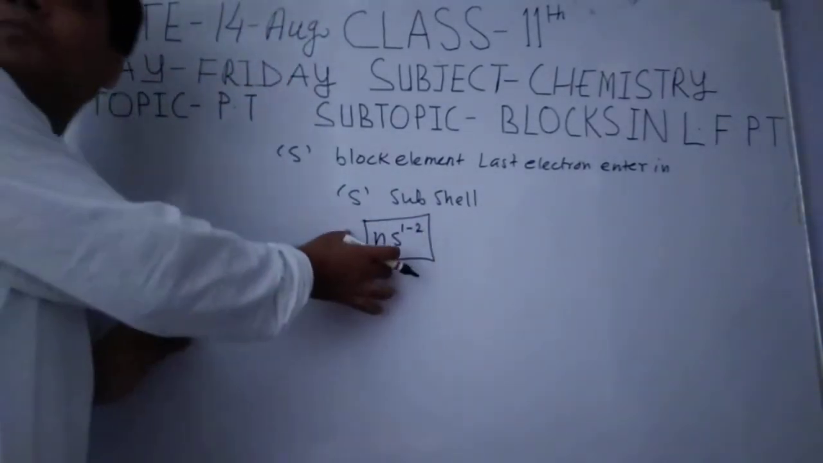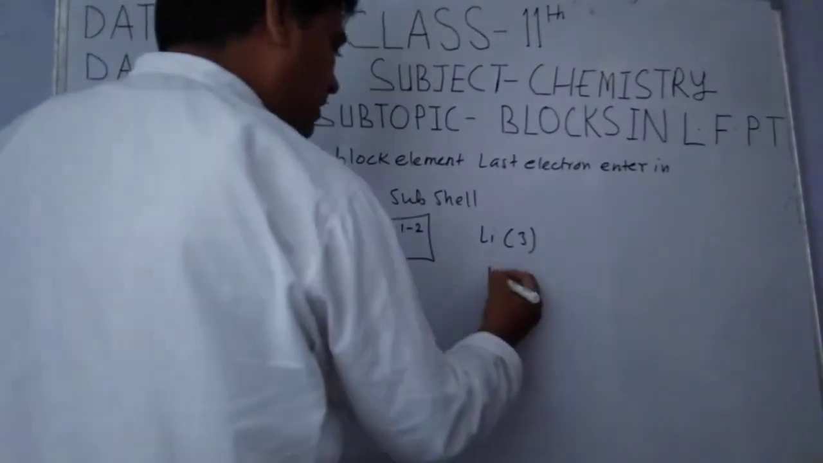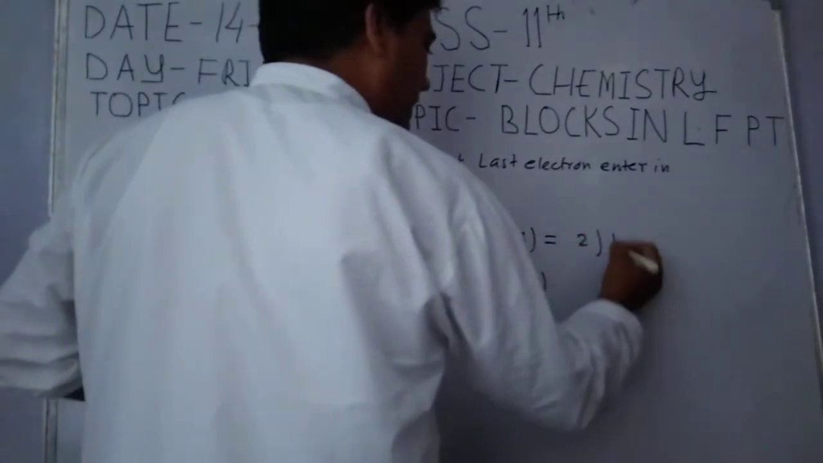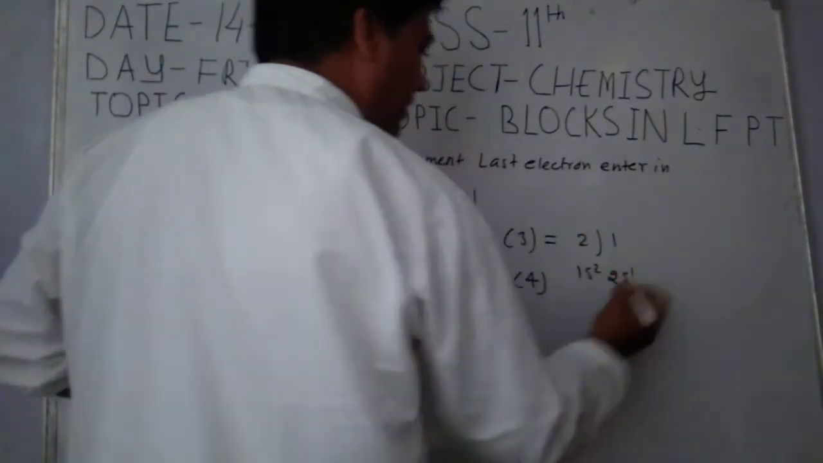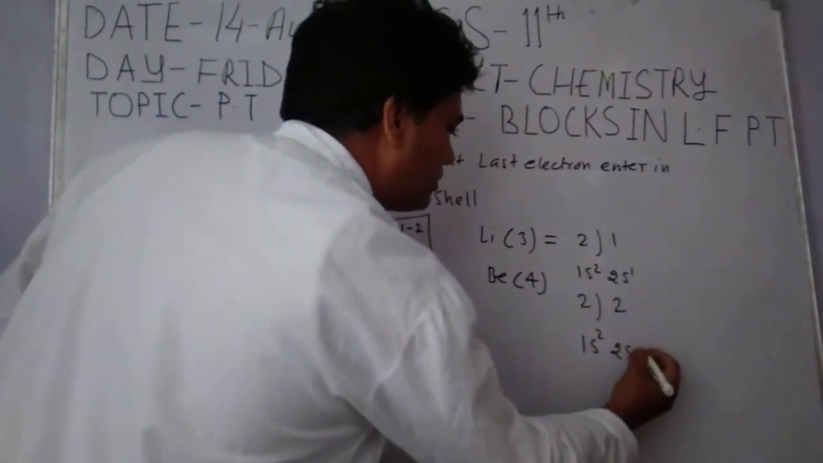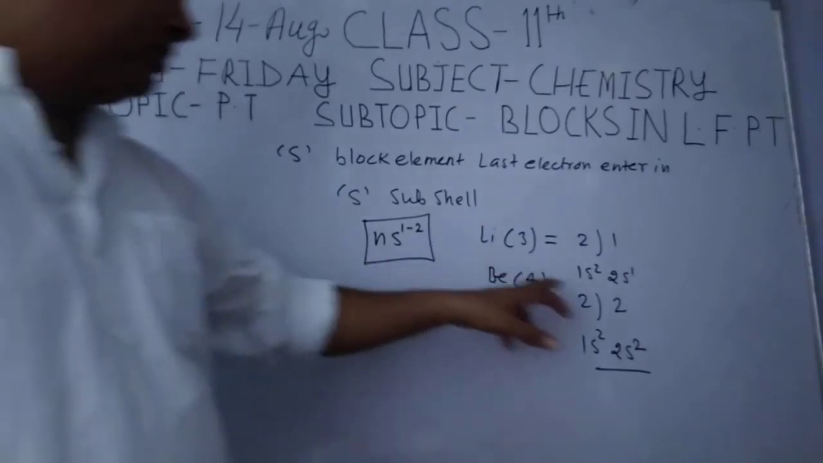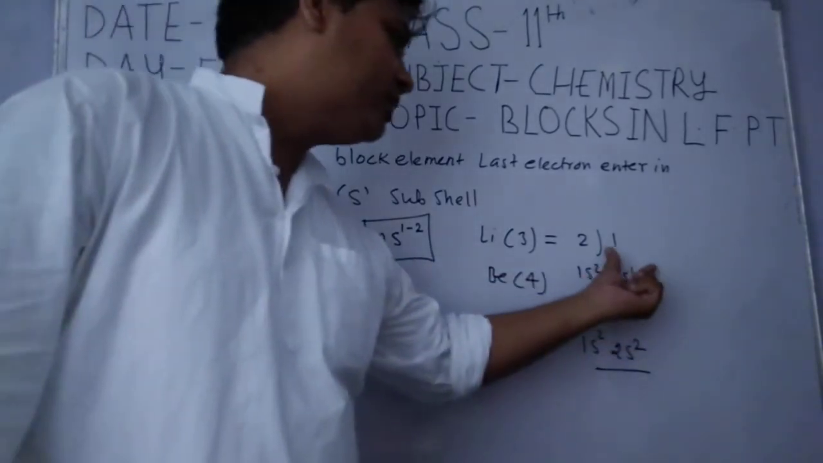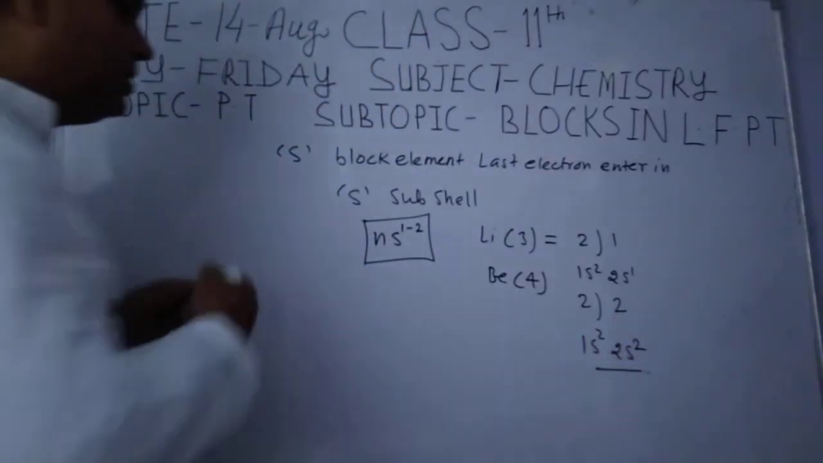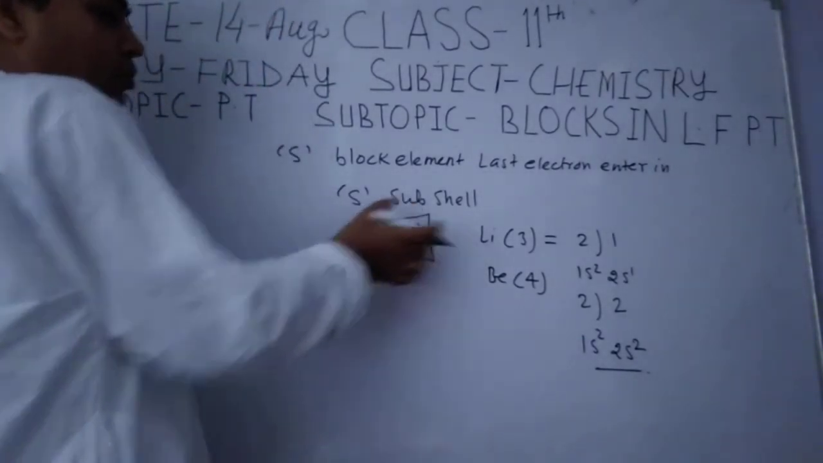We can explain this in very good manner. For example, in case of lithium the atomic number is 3, in case of beryllium the atomic number is 4. So electronic configuration of lithium we can write 1s2 2s1. In case of beryllium we can write 1s2 2s2. So in S block element, outer S subcell contain 1 electron or outer S subcell contain 2 electron. So the configuration is written as 1 to 2. General electronic configuration is ns1-2.